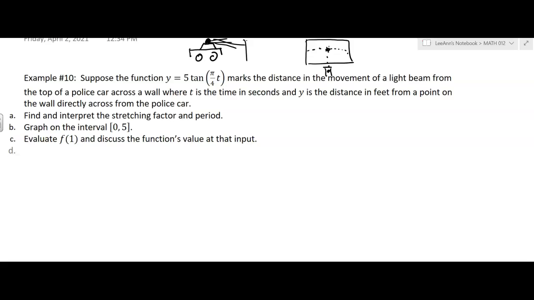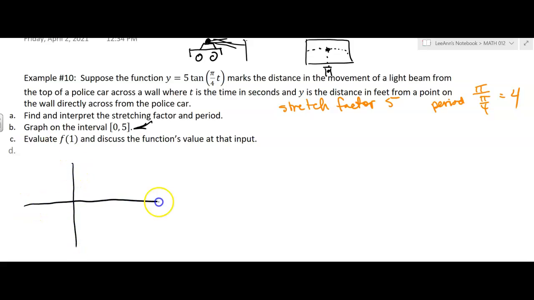So we can talk about the stretch factor of 5. Let's talk about the period as well. So the period is going to be pi over pi over 4, which is equal to 4. Okay. Now let's get a graph. We have to graph it for this interval, 0 to 5. So we don't have a phase shift. We don't have a vertical shift.